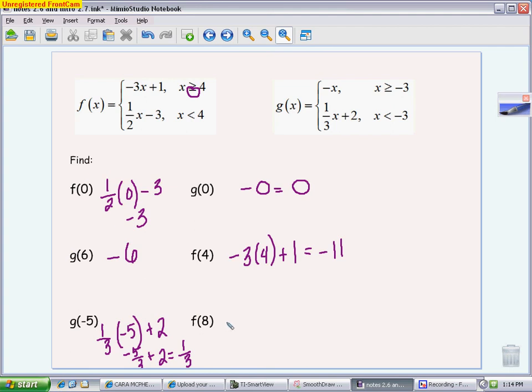And then the last one, f of 8, we're going back to the f function up here. 8 is bigger than 4, so we're using that top equation in my piecewise function. So it's negative 3 times 8 plus 1, which is negative 24 plus 1, which is negative 23. So that gives you a basic idea of just how you evaluate a piecewise function. We are going to be looking at how we graph piecewise functions, how we write and use piecewise functions, but this gives you a little bit of a start.